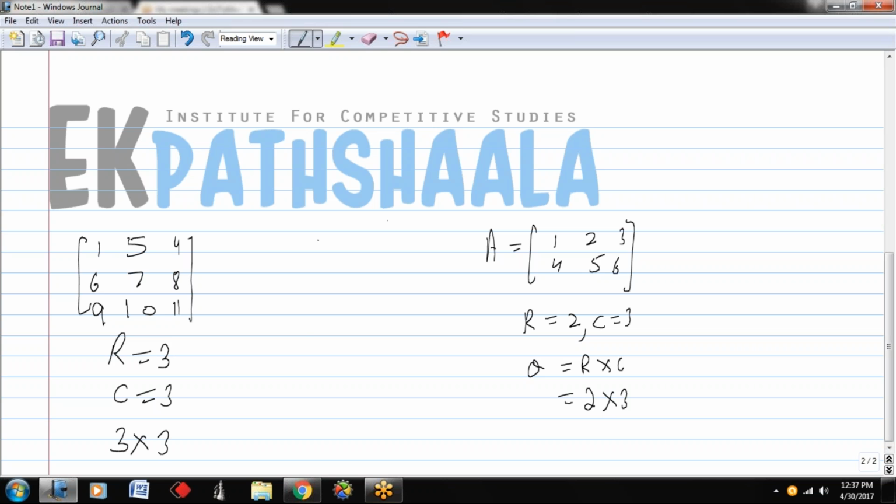What about this? 1, 6, 7, 8. Ishwar, you will answer me on this. What is the order of this matrix? It is 4 cross 1. Number of rows are 4, column is 1, so the order becomes 4 cross 1. Okay.